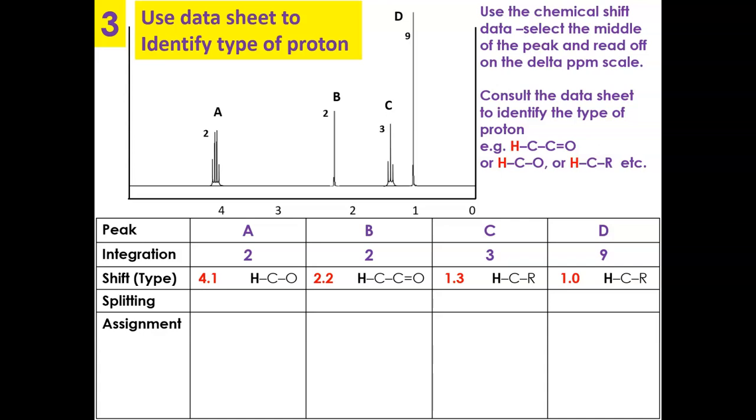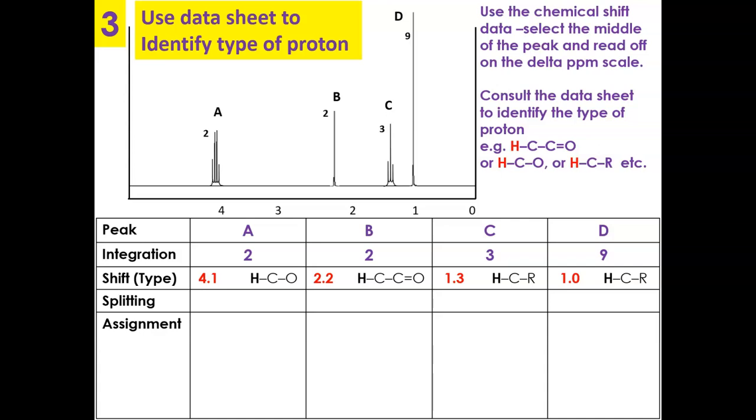So I've recorded here that peak A is at chemical shift 4.1, peak B at shift 2.2 delta parts per million, peak C at 1.3, and peak D at 1.0. Now, of course, the data sheet will tell you what these things will be. Be careful, remember, it is an ester, so you expect to find groups containing carbon and oxygens.